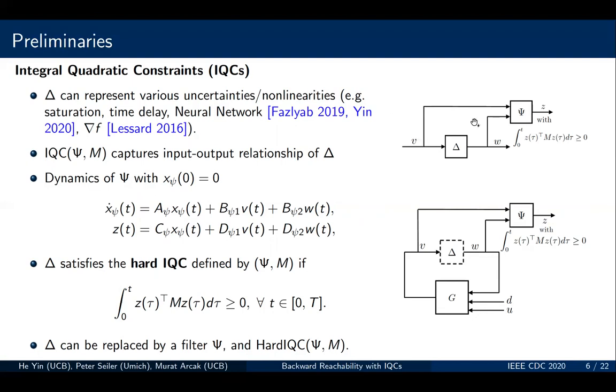The input and output of delta are filtered through a system psi, and then a constraint associated with a matrix M is imposed on the output of psi. Therefore, integral quadratic constraint is parameterized by a filter psi and a matrix M. Psi is an LTI system with zero initial condition.